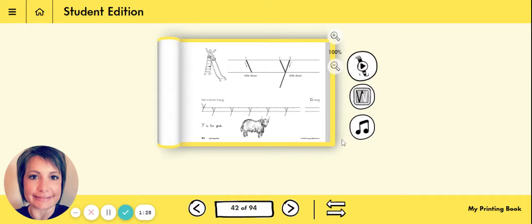Before we go today, we're going to listen to a song all about descending letters. If you'd like to practice your lowercase y while you listen to the song, that would be great.